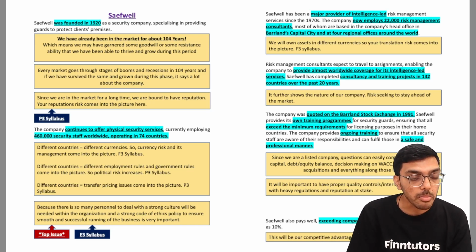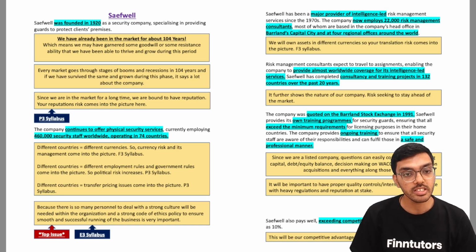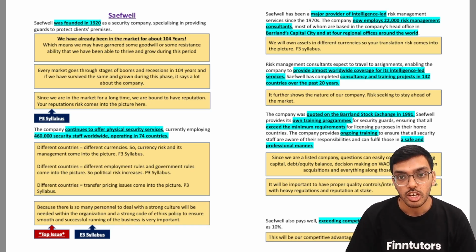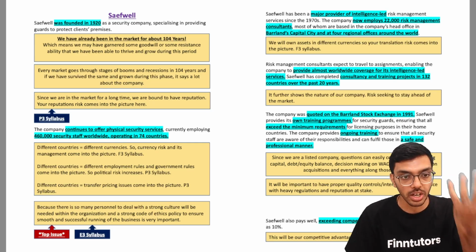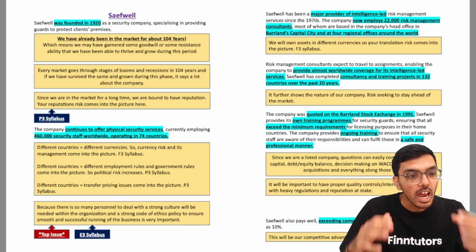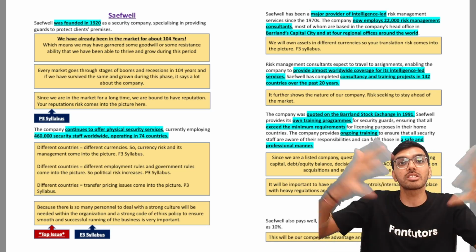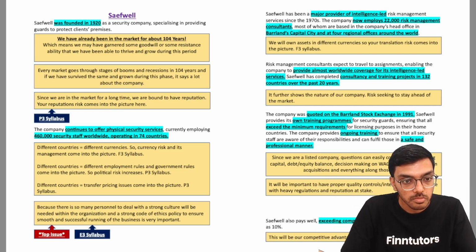The company continues to offer physical security services, currently employing 460,000 security staff worldwide, operating in 74 countries. So it's a multinational company, very clear. Your operations are not limited to one country, one region only. 74 countries and 460,000 security staff. You can imagine the size of the business.